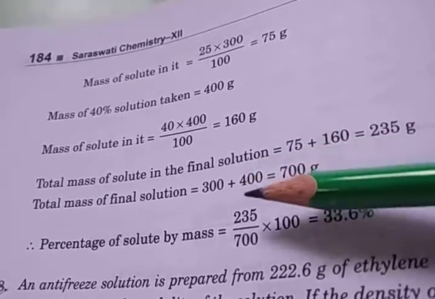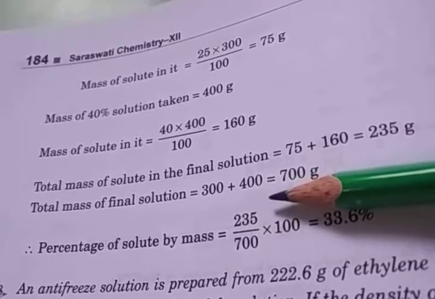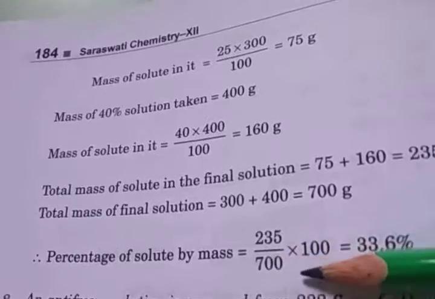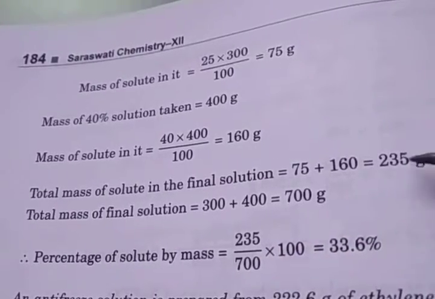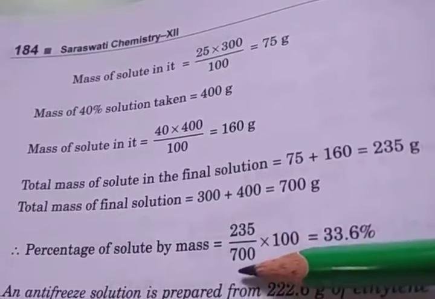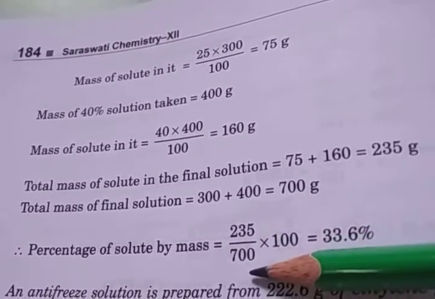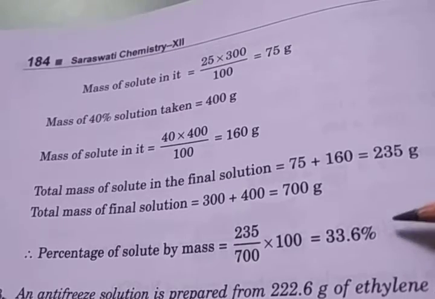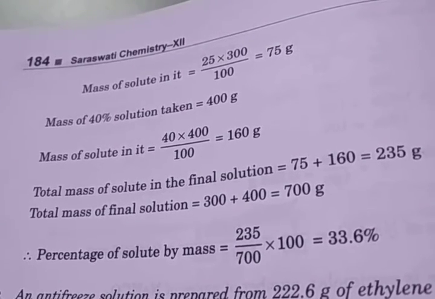The total mass of the final solution is 300 plus 400, so 700 gram. So the percentage of solute by mass is the total mass of solute, 235 gram, divided by the solution, so 235 divided by 700 multiplied by 100, which is 33.6%. Okay. Next question I will explain in the next video.